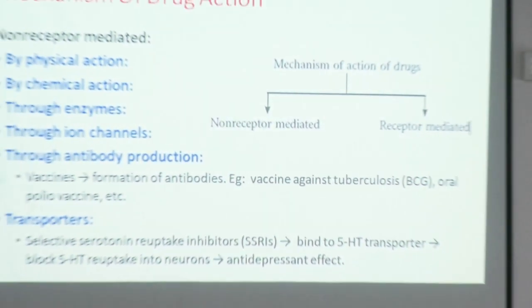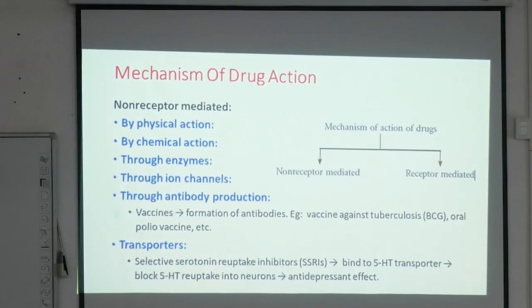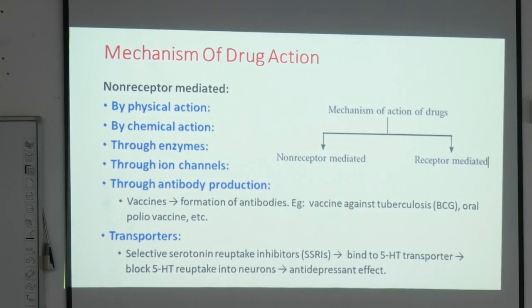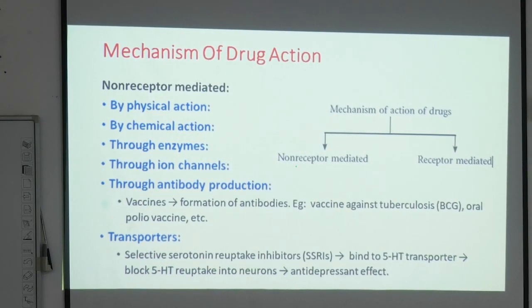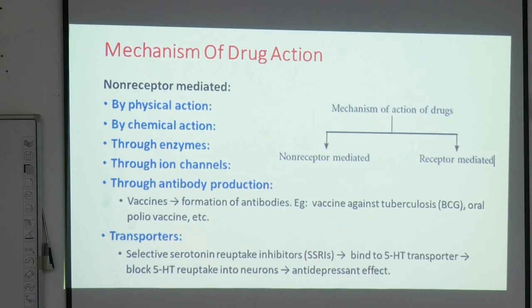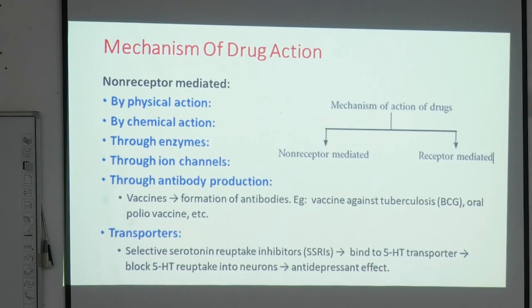The drug will block the serotonin reuptake. Once the serotonin is released, it causes its effect. After the effect, it is taken up again, and then the effect is gone. But if you stop that reuptake, what will happen? The serotonin will remain there and it will produce a prolonged effect. That is the cause of the antidepressant action. Okay? Next.